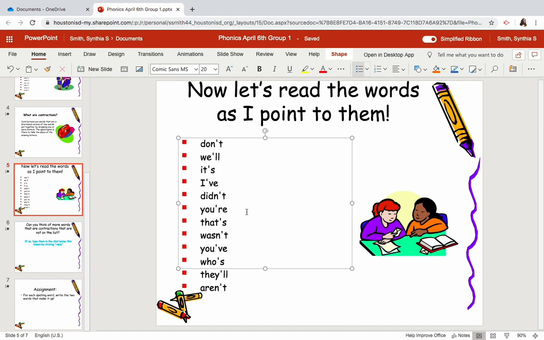Apostrophe RE. What do you think that this apostrophe is taking the place of? We know it has the word you in it. You are. Okay? So when you see apostrophe RE, that is standing for the word are, but all we did was take away the A and replaced it with an apostrophe. So when you see apostrophe RE, that's going to stand for are. Okay? We already did this one.